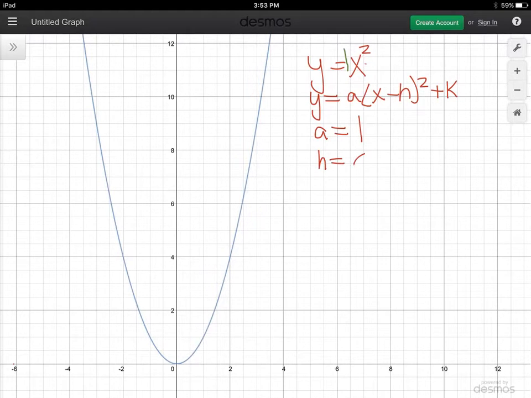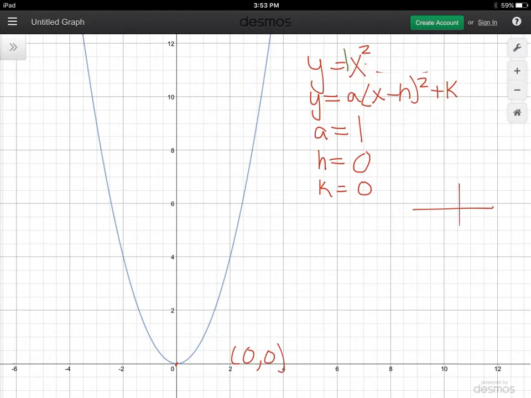h is equal to 0. There is no bracket, there's no subtraction or plus in the x spot. And k is also equal to 0. There's nothing out here saying plus or minus a value. So that matches what we have in our graph because our vertex here is at 0, 0.